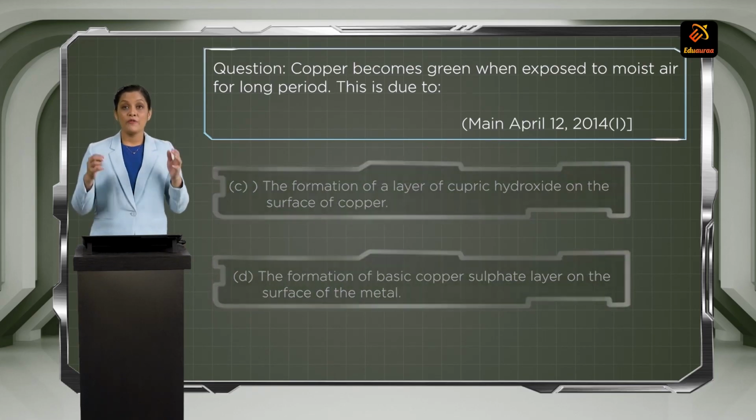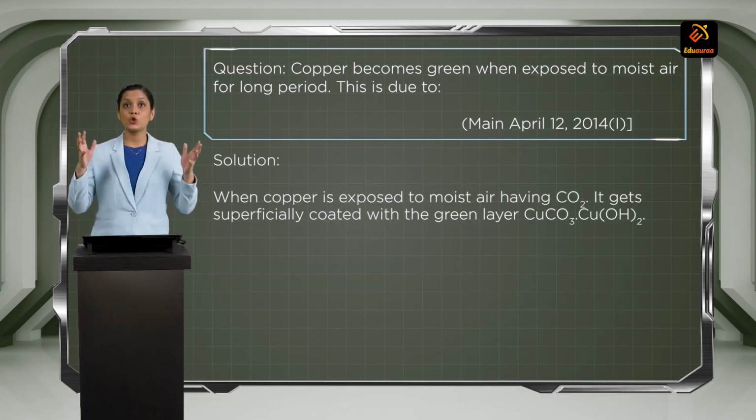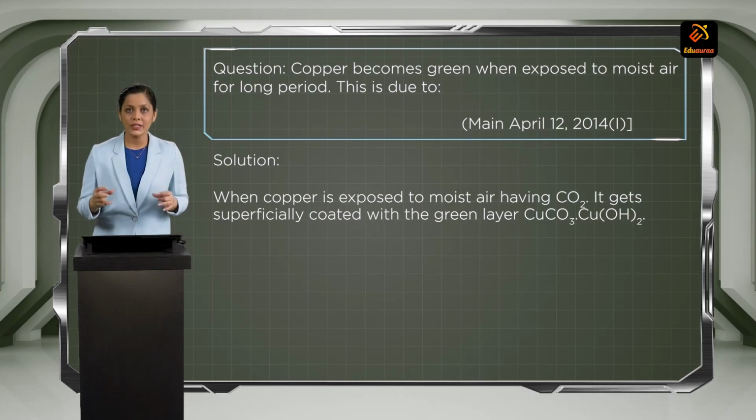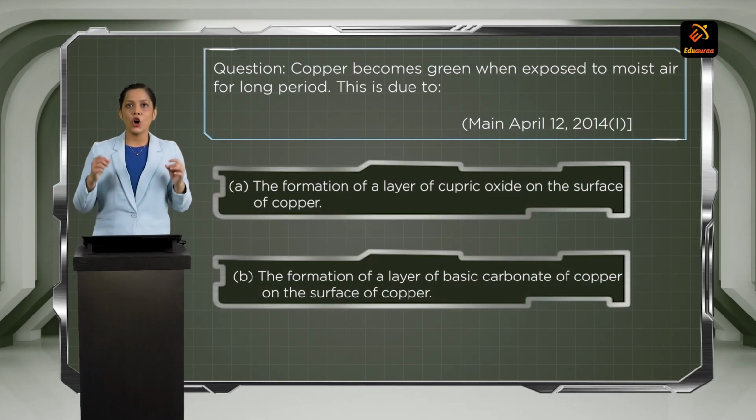Now students, when copper is exposed to moist air having CO2, it gets superficially coated with a green layer, and that green layer, students, is a basic carbonate, as in the formula is CuCO3.Cu(OH)2. That is basic copper carbonate. So here our correct option is option B.